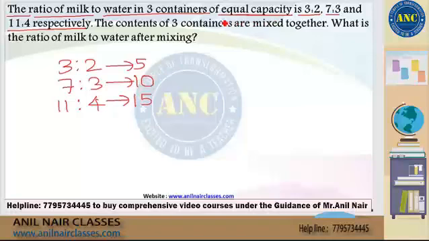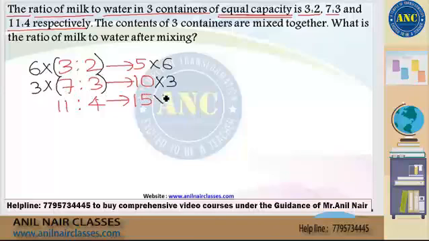But the question says equal capacity. 5, 10, 15, they are not equal. Make it equal. The LCM of 5, 10, 15 is nothing but 30. 5 into 6 is 30, so these two values also multiply by 6. 10 into 3 is 30, so these two values also multiply by 3. 15 into 2 is 30, so 11 and 4 also multiply by 2.